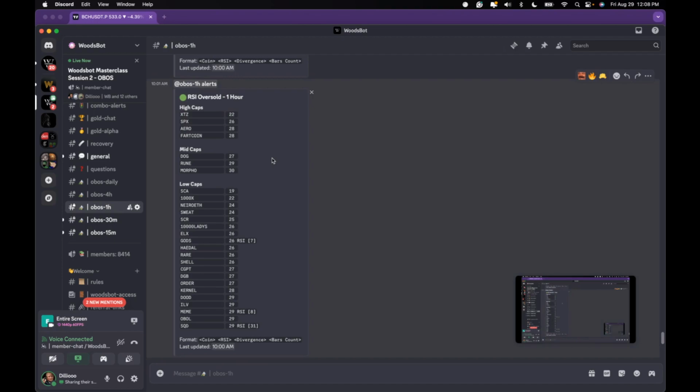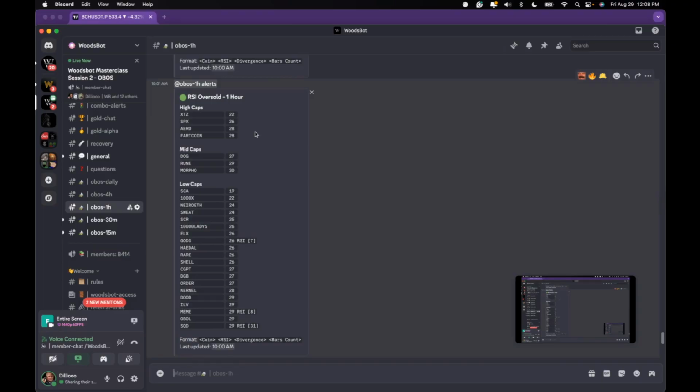So you don't have to go searching hundreds of coins in the market. You can save a ton of time just by looking at these alerts every close. We break it down for you by high caps, mid caps, and low caps. This gives you the ability to decide what you want to actually trade.